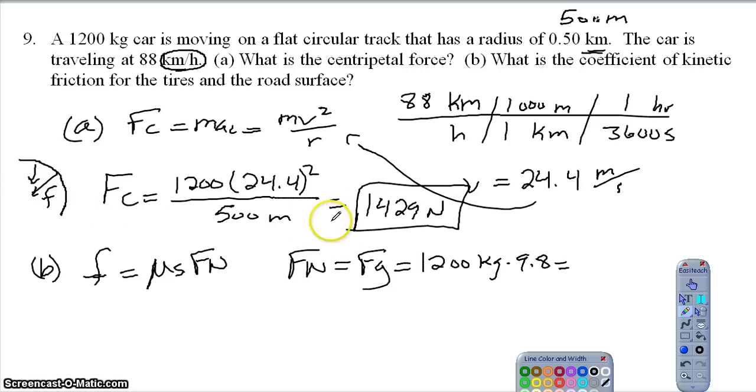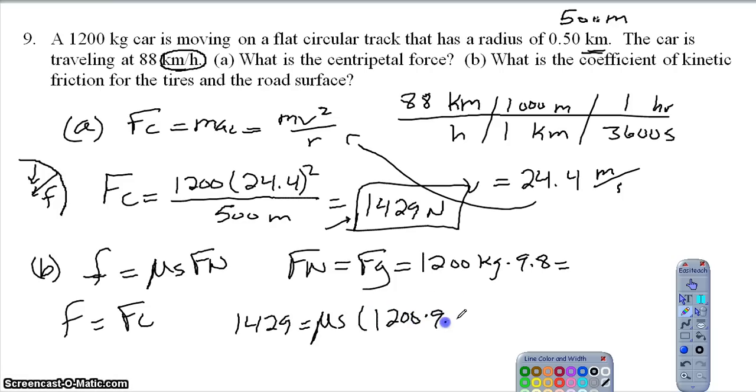Regardless of whether they asked us for it or not for question A, we actually found the frictional force the second I found the centripetal force. My frictional force is what's providing my centripetal force. So therefore, I know my frictional force is 1429. Plugging that into this equation, I know 1429 equals my mu of s times 1,200 times 9.8.